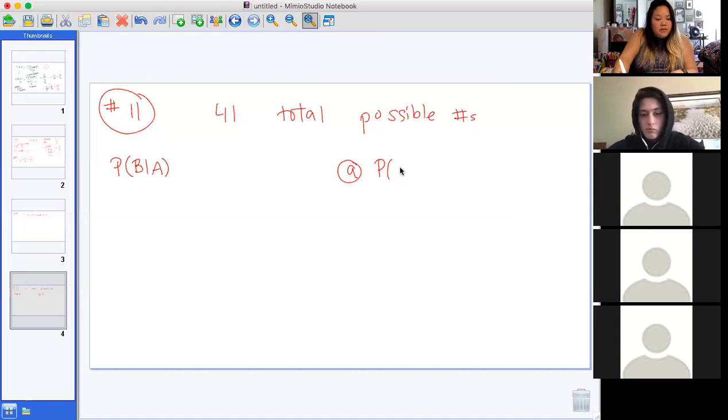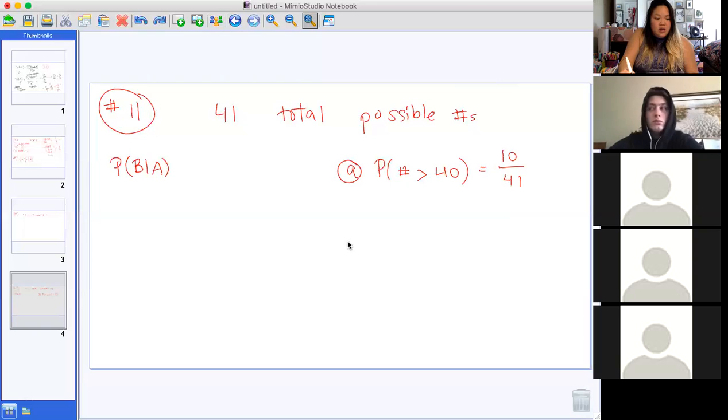That would be the probability that the number is greater than 40. Right? What's the probability of that? How many numbers between 10 and 50 are greater than 40? 10, right? We start with 41, 42, 43, 44, all the way to 50. So there's 10. So that's 10 out of 41.